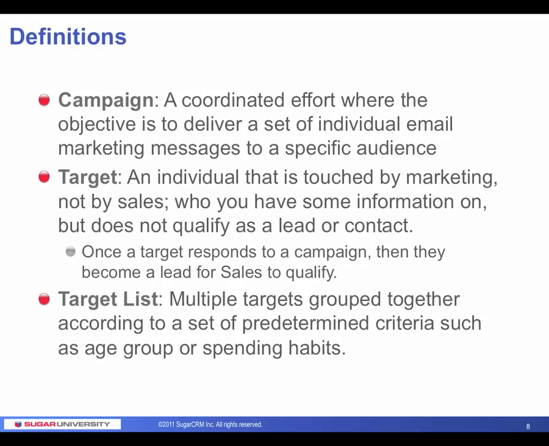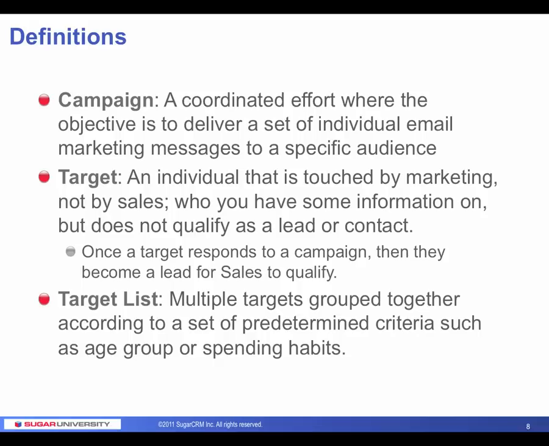Some of the terms used in campaigns are listed here. A campaign is a coordinated effort where the objective is to deliver a set of individual email marketing messages to a specific audience. A target is an individual that is touched by marketing, not by sales. This is someone you have some information on, but they don't qualify as a lead or a contact yet.